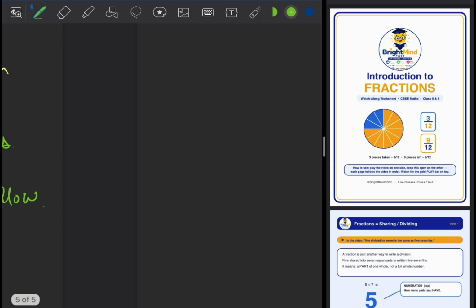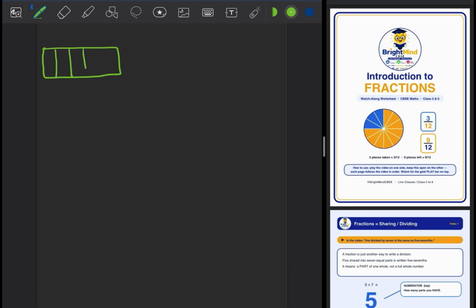So, I will draw a candy bar. Okay, so let me draw one candy bar here. Okay, so let me divide it into 5 equal pieces. So I will divide this candy bar in 5 equal pieces. 1, 2, 3, 4 and 5. Okay, see, here are the 5 equal parts. Okay, so this is the candy bar.